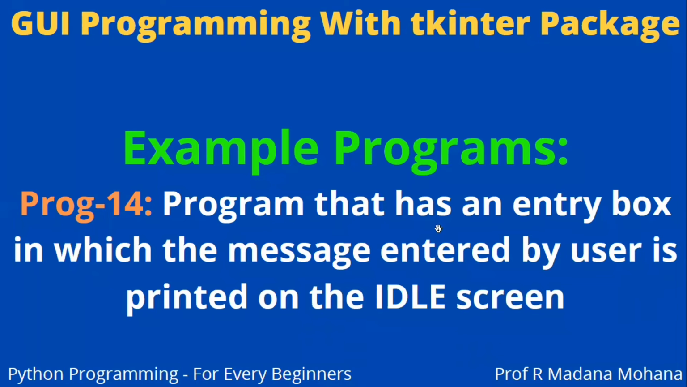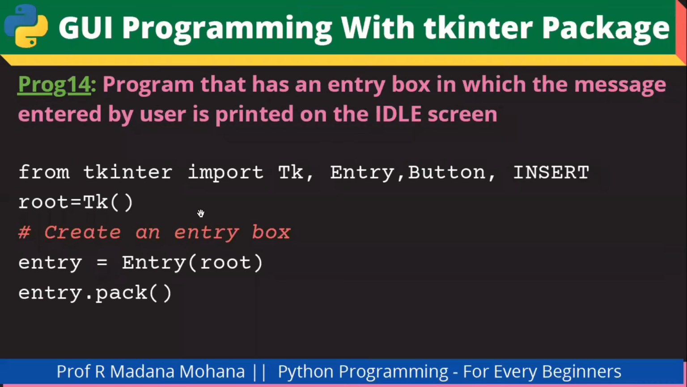The next program has an entry box in which the message entered by the user is printed on the IDLE screen. So in the tkinter window, one text box type box is created. Then there is one button. Whenever you type the text, you can click the button. Whatever message you typed is displayed on the IDLE screen, not on the GUI window.